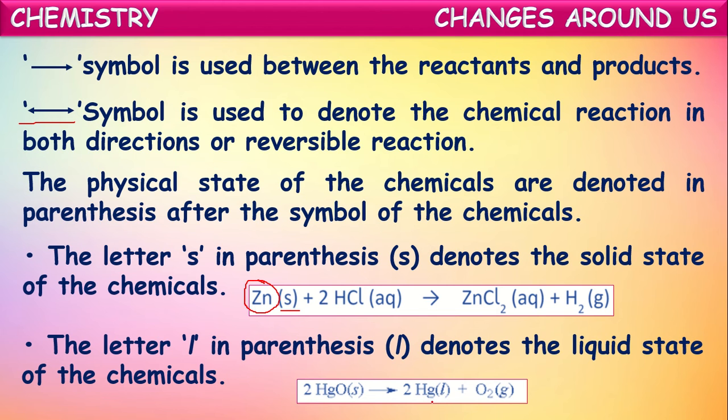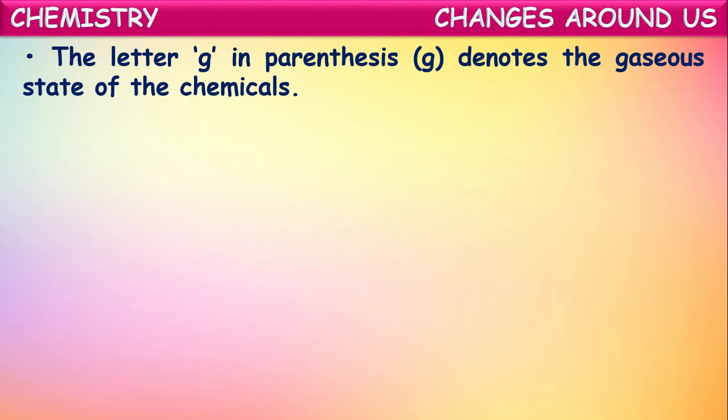Here, beside Hg, they have mentioned L in the parenthesis. This represents that this Hg formed in this reaction is in the liquid state. So L represents the liquid state of the chemicals in the reaction. S represents solid state. Now, the letter G in the parenthesis denotes the gaseous state of the chemicals. So in certain chemical reactions, some chemicals will be in the gaseous state. Those states are represented with the symbol G in the parenthesis.